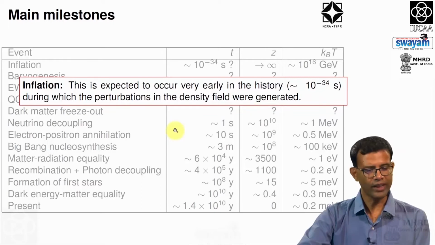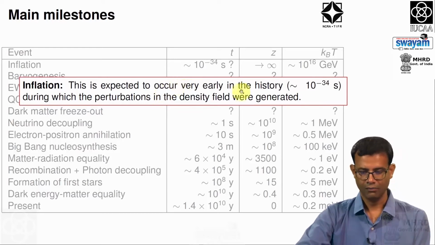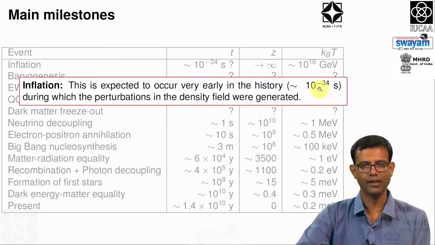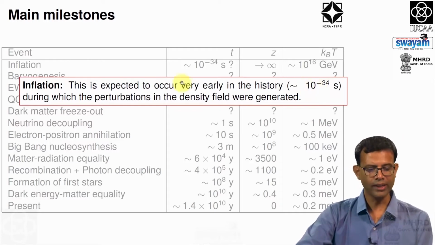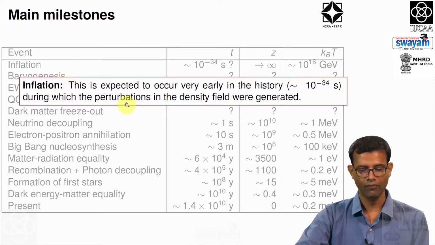Let us start with inflation. We have already talked about this. This is expected to have occurred very early in the history of the universe, let us say when the age of the universe would be somewhere between 10 to the minus 36 to 10 to the minus 32 seconds. This is something we discussed in the previous lecture, and we also think that this is the time during which the perturbations in the density field were generated.